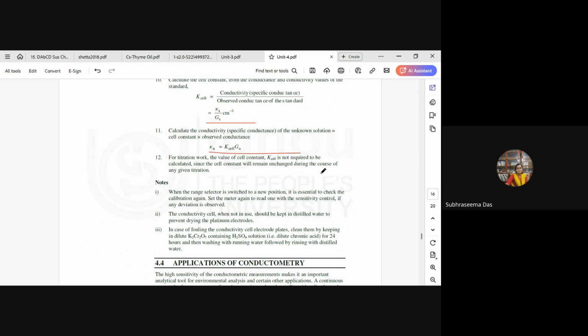In case of fouling of the conductivity cell electrode plates, we clean them by keeping them in dilute potassium chromate solution containing sulfuric acid, which we call chromic acid solution, for 24 hours, and then they are washed with running water, or mostly with distilled water. Distilled water is a good choice for washing the electrodes.